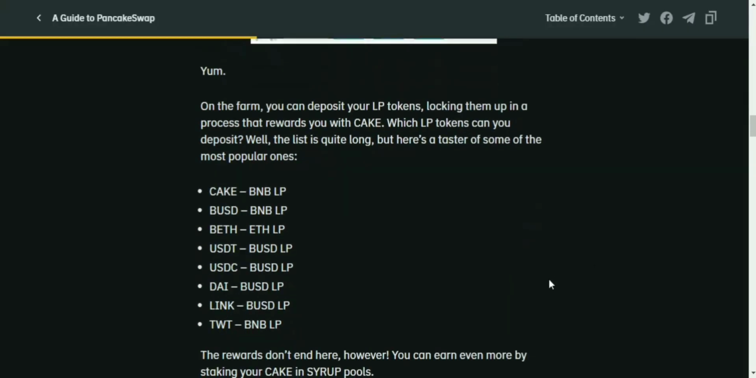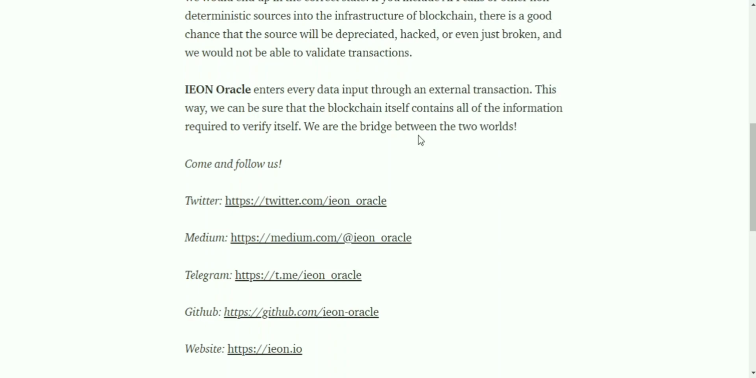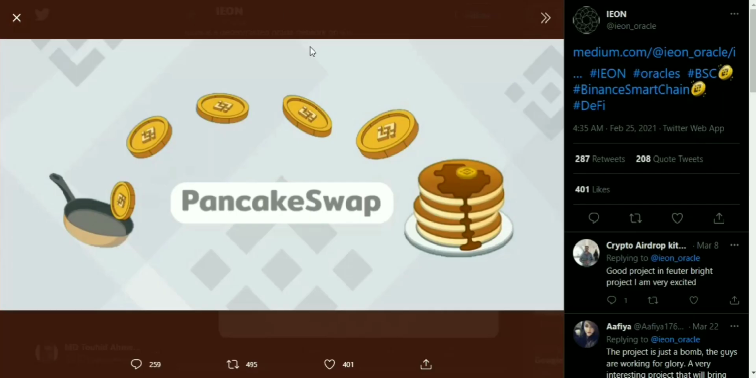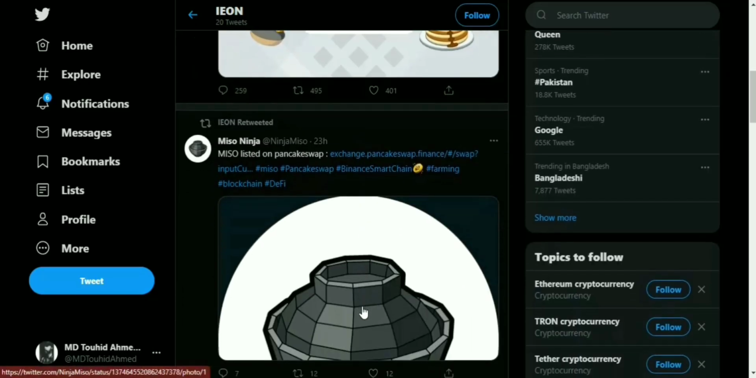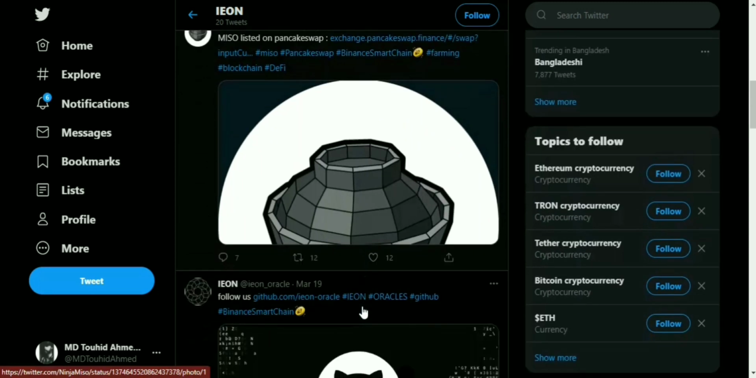There are also other features we'll cover later. You'll find these LP tokens in several flavors. If you add, say, BUSD and BNB to the pool, you will receive BUSD-BNB LP tokens in return. Add BETH and ETH, and you will get BETH-ETH LP tokens.